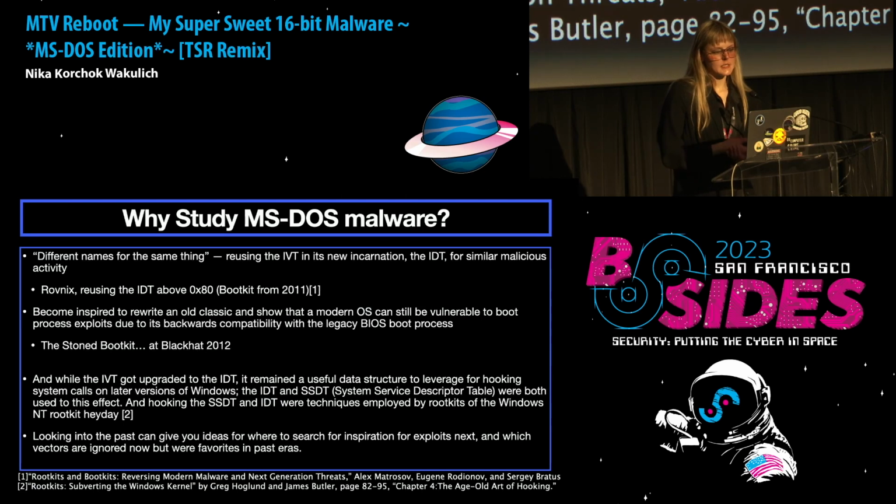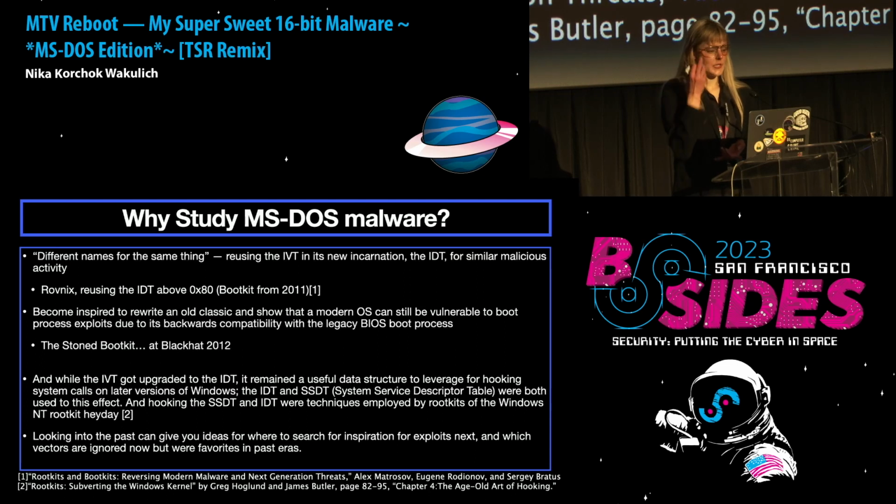And then a few other techniques. So in the same way that the IVT was a data structure that was leveraged for persistent storage of malicious code in DOS-era viruses, the IDT was also leveraged in the later Windows threat landscape. So I say here different names for the same thing, which isn't a robust antivirus strategy. It's a Death Cab for Cutie track, but reusing the IVT in its new iteration for similar malicious activity is a really interesting way to see the lineage of these viruses and their techniques.